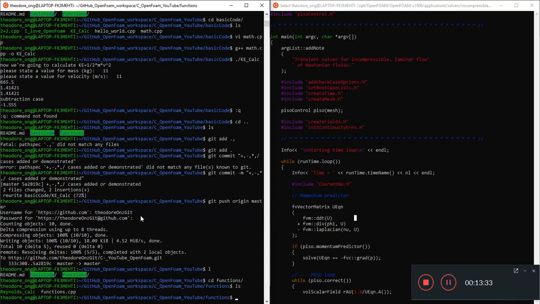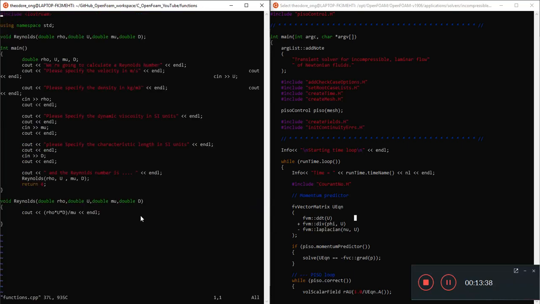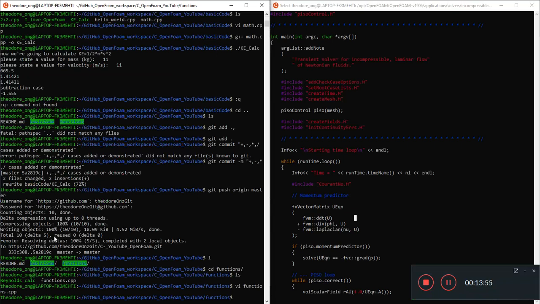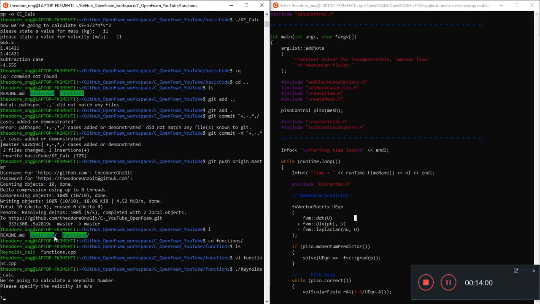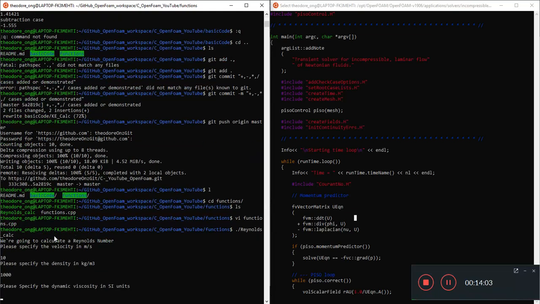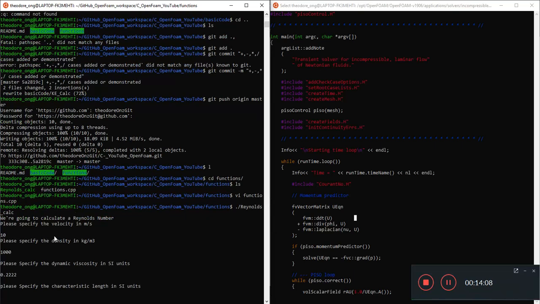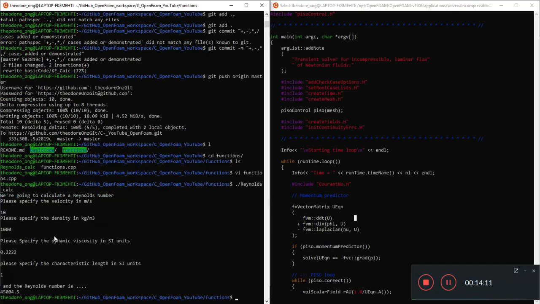And what are functions? Okay, so I have made a Reynolds calculator, and let's look at this functions.c++. What I've done here is to say, hey, I have a Reynolds number calculator, and it does use rho, u, and d, and divide by mu, so it does calculate some Reynolds number. Let's run the Reynolds calculator. So velocity 10 meters per second, density 1000, that's water, dynamic viscosity, I just give you some random number, and characteristic length 1 meter. So the Reynolds number is this much.